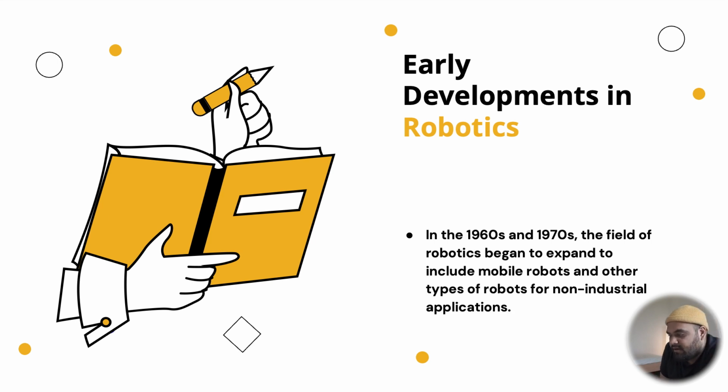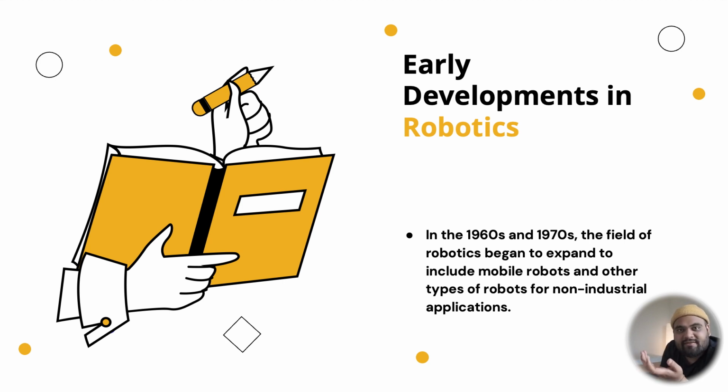In the 1960s and 1970s, the field of robotics began to expand, including mobile robots and other types of robots for non-industrial applications. Now, you see what we're doing. We are essentially building industrial and non-industrial robots both at the same time. What that led to was an era where commercial robots were also accessible to the normal public for home use as well.